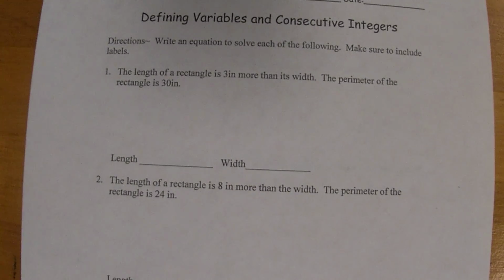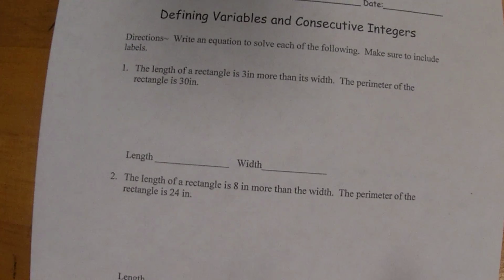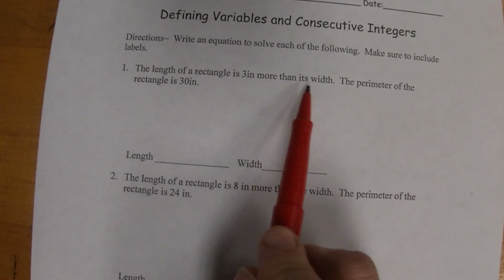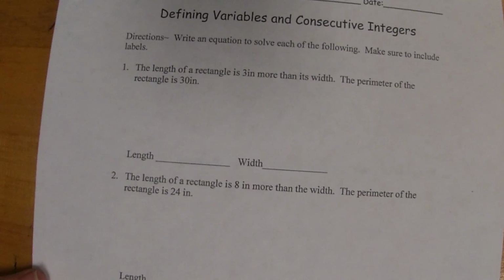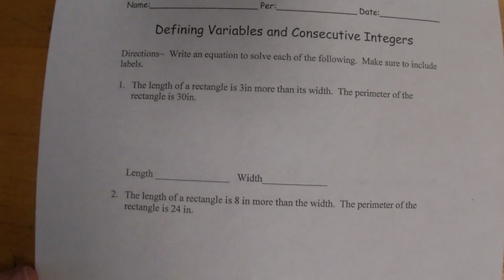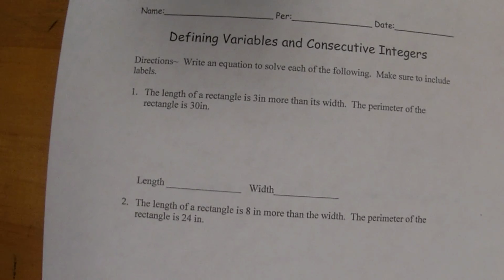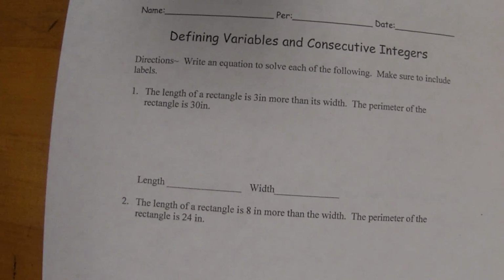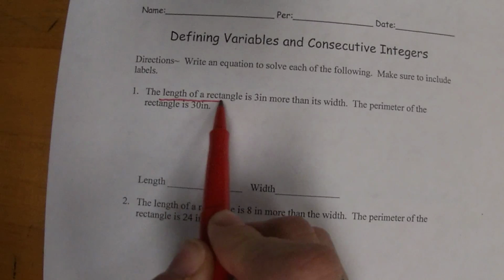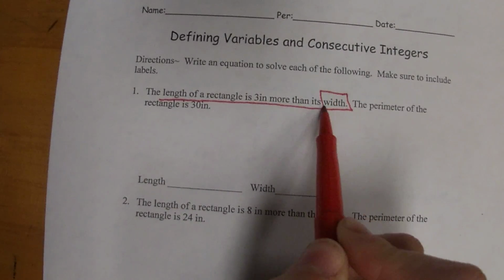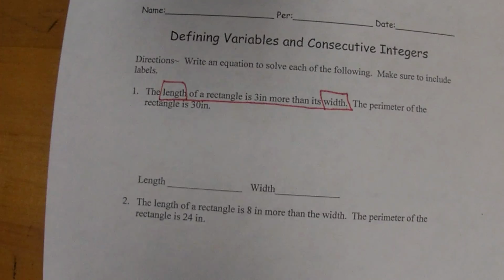So if we look at number 1 up here, it says the length of a rectangle is 3 inches more than its width. The perimeter of the rectangle is 30 inches. When we're looking at a problem like this, there are 2 things it's asking us to find: the length and the width. Whenever there are 2 unknowns, we're looking for a comparison phrase between the 2 of them. Right here, we see this comparison phrase that tells us what the length is compared to the width.